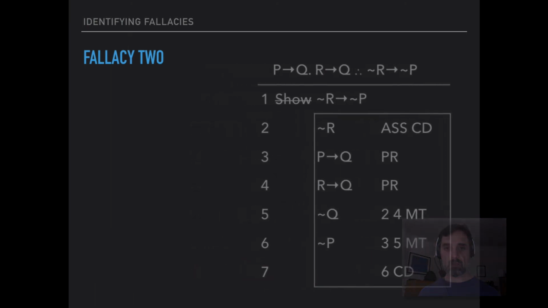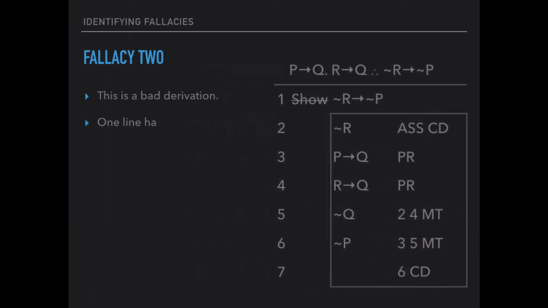So this is a bad derivation. It involves a fallacy. It has a mistaken justification, one of our lines, so we want to find that line. So which line has a mistaken justification? Well, line 1 doesn't need a justification, so it doesn't have a mistaken justification. Line 2 is a correct assumption. 3 and 4 are, in fact, our premises. Line 7 is a correct application of CD. So it's got to be 5 or 6.